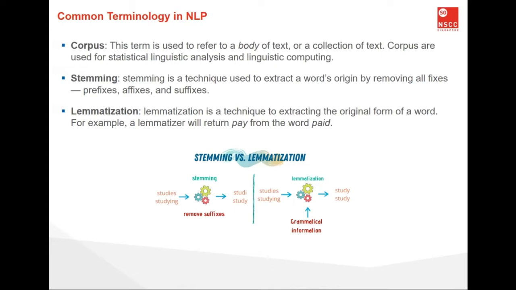Stemming usually refers to a crude heuristic process that chops off the ends of words in the hope of achieving this goal correctly most of the time, and often includes the removal of derivational affixes. Lemmatization usually refers to doing things properly with the use of a vocabulary and morphological analysis of words, normally aiming to remove inflectional endings only and to return the base or dictionary form of a word, which is known as the lemma.